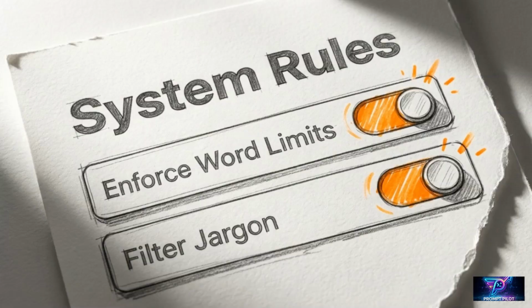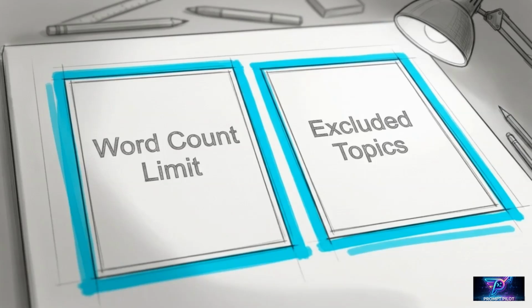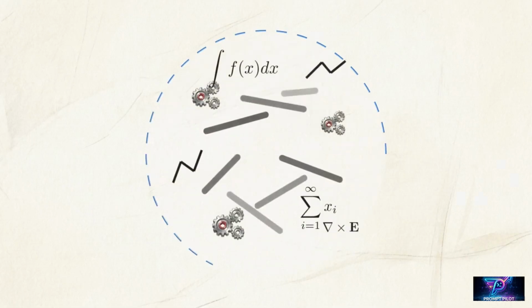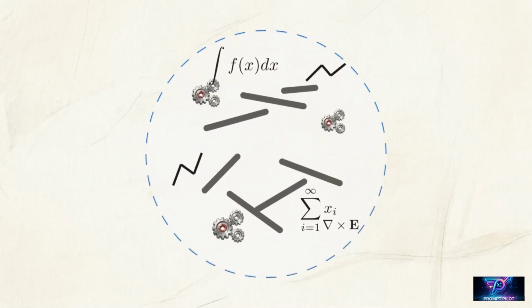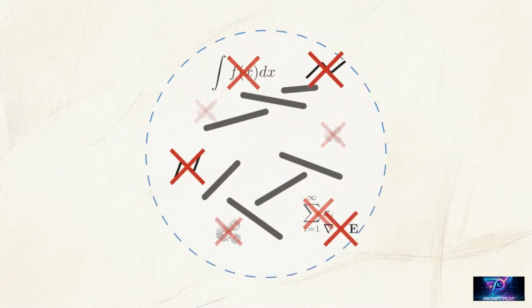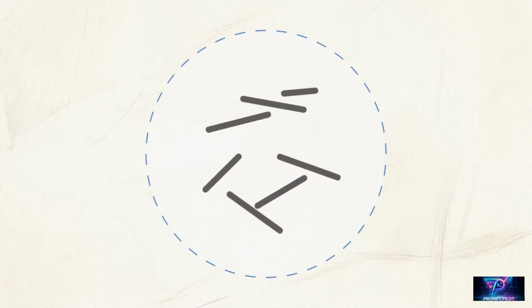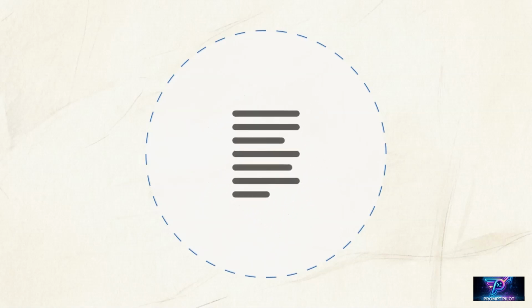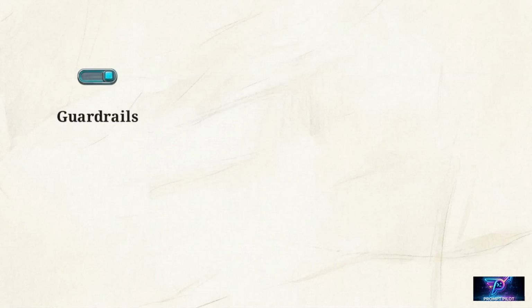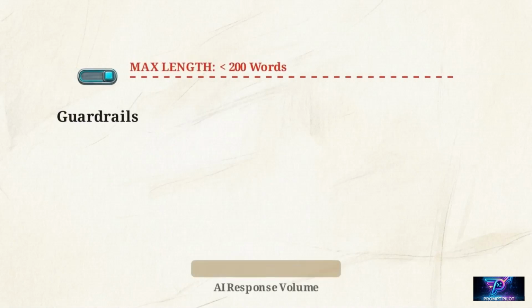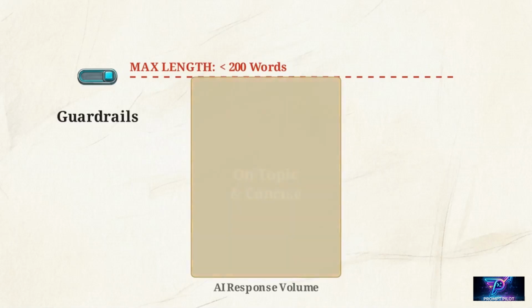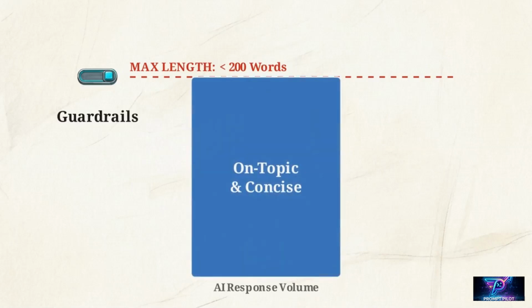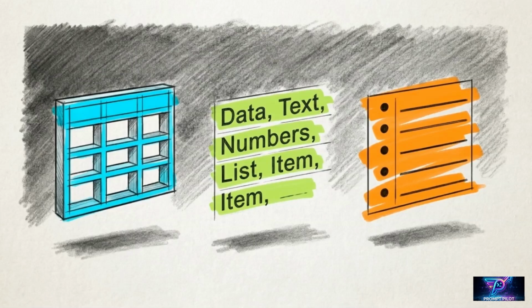To maintain control over the output, you apply guardrails. These are the strict boundaries that keep the generation on track. Use negative constraints to tell the AI what to avoid. You might instruct it not to use technical jargon or to ignore specific topics that aren't relevant to your report. You also need absolute length constraints. Telling the AI to keep a response under 5 bullet points or within 200 words prevents it from wandering off topic. Finally, specify the format.